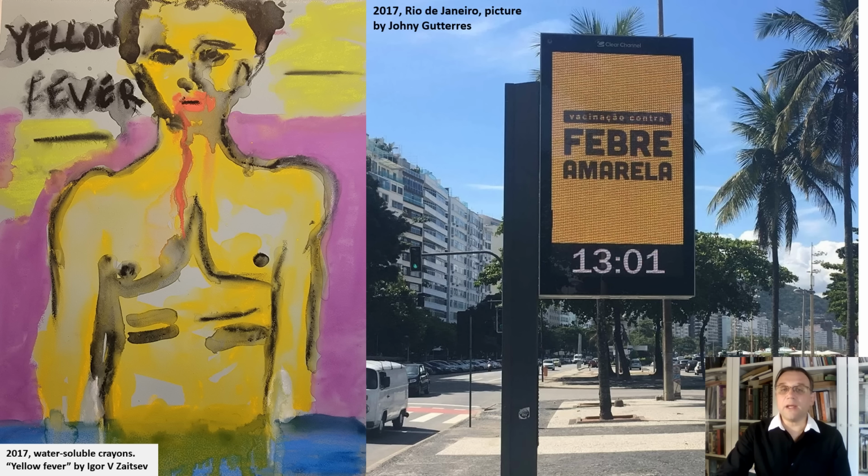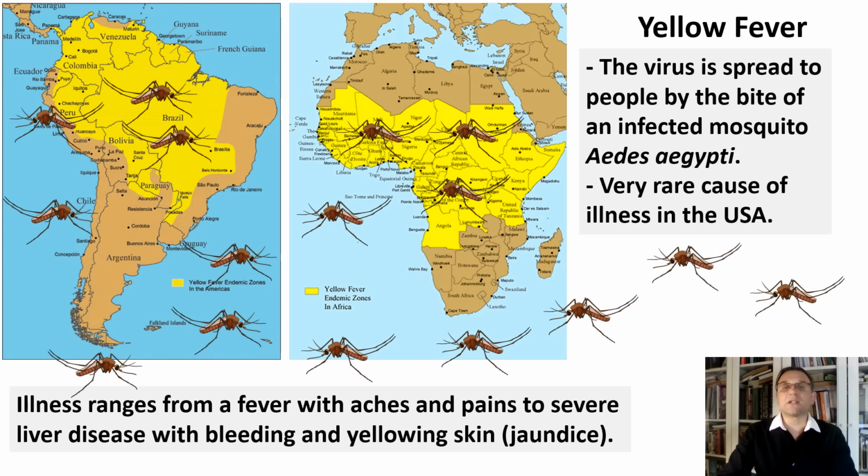Yellow fever is a hemorrhagic condition that can lead to a high fever, bleeding into the skin, and cell death in the liver and kidneys. If enough liver cells die, liver damage occurs, leading to jaundice, a condition in which the skin takes on a yellowish color. In tropical and subtropical areas of Africa and South America, the virus is spread to people by the bite of an infected female mosquito, Aedes aegypti. It is a very rare cause of illness in the United States.